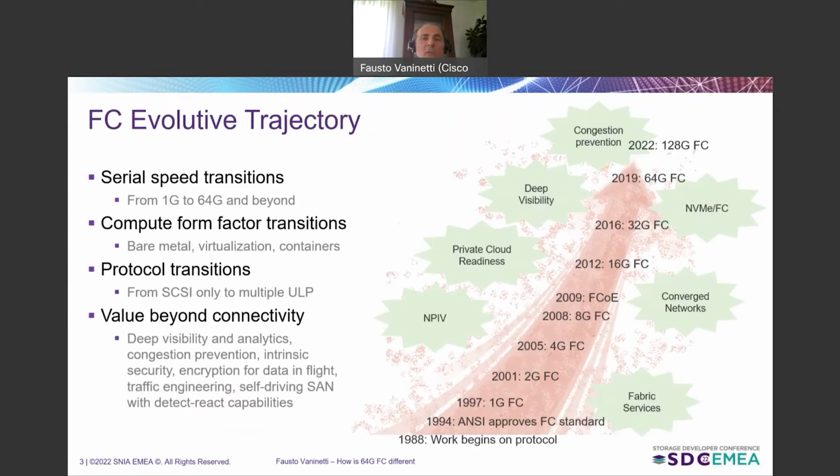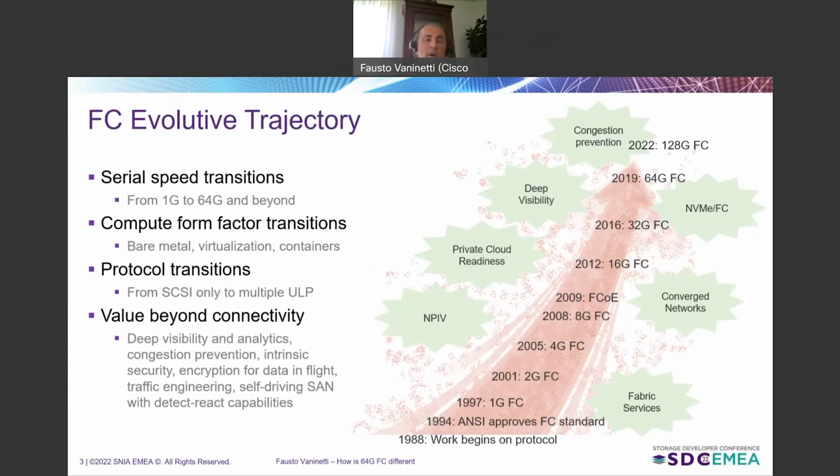So Fibre Channel evolved over the years from its inception at the end of last century. It evolved in 4 different ways. The first one, the speed. We moved from an initial 1 gig Fibre Channel, and currently we are shipping products that run at 64 gig Fibre Channel. But Fibre Channel also went through the compute form factor transition. Initially, it was just bare metal servers, then virtualization arrived, and more recently, containers. Fibre Channel can play a role independently from the compute form factor that you are using.